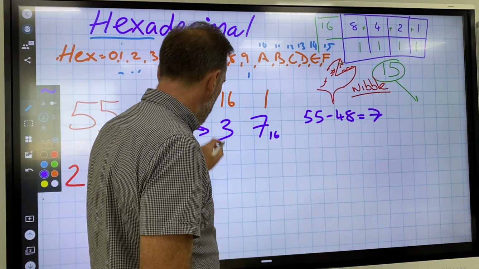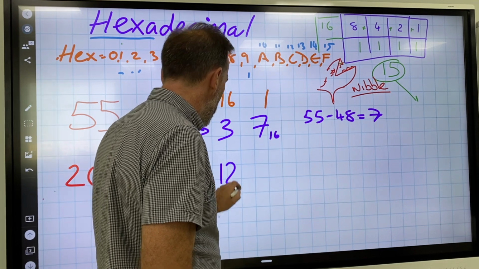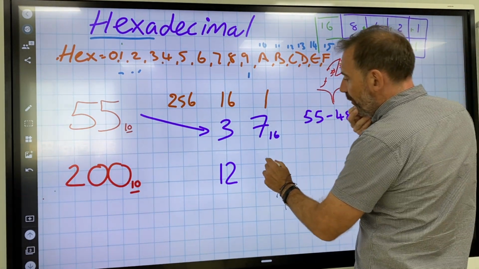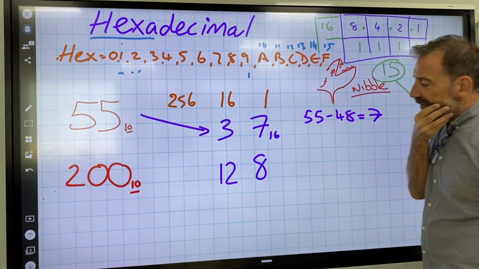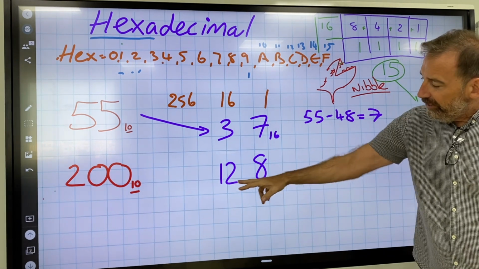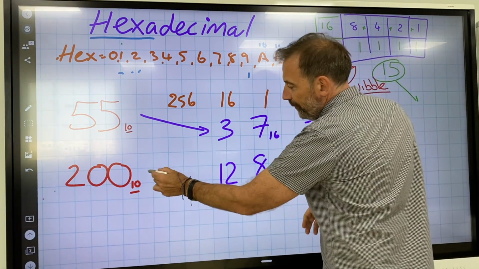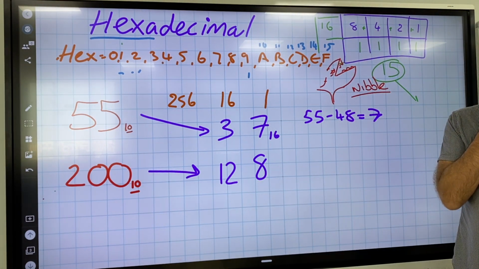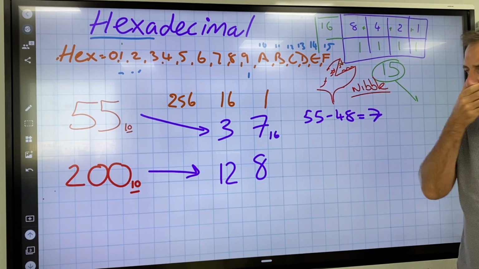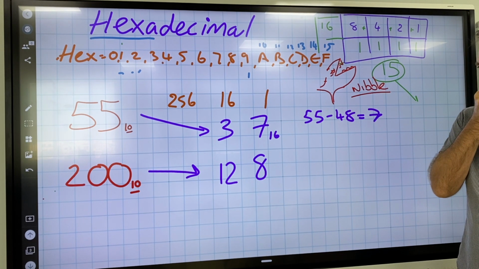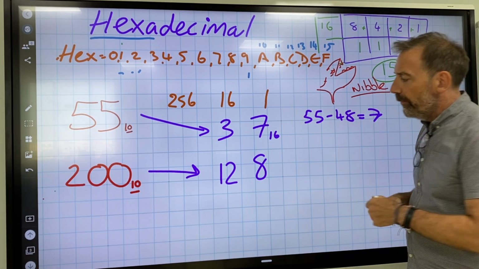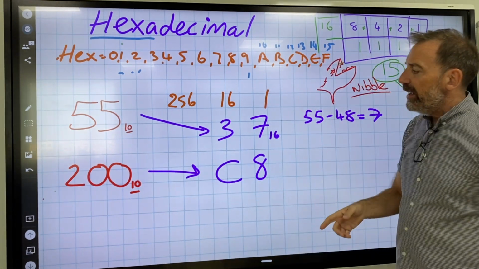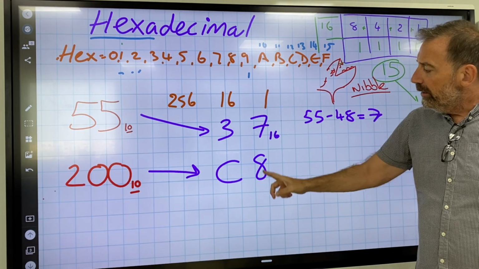So I'm going to put a 12 under here, but you'll see why I'm wrong in a moment. How many's left? 8. So 8 in there. But we can't have 2 digits here, because that number would be on 128. So what's 12 in hexadecimal? 12 is C. Beautiful. So for 200, the answer would be C8. 12 lots of 16, 8.